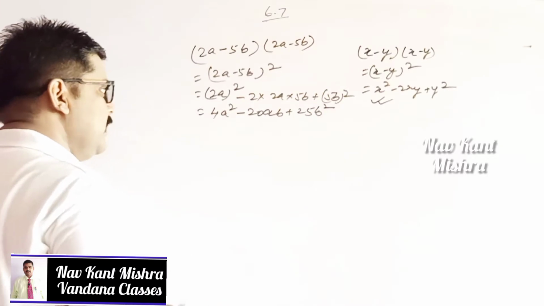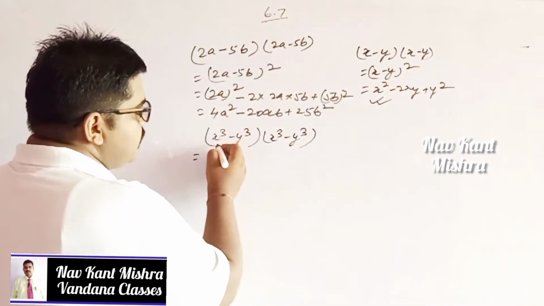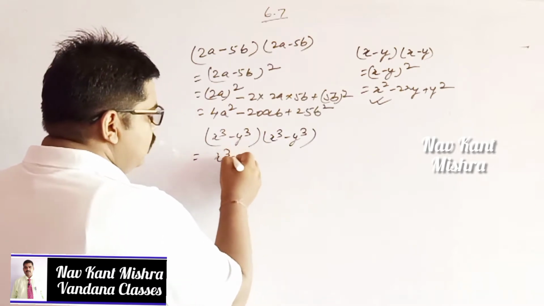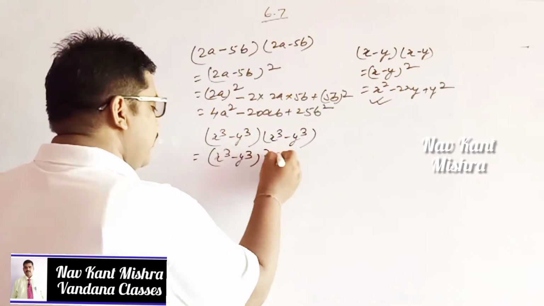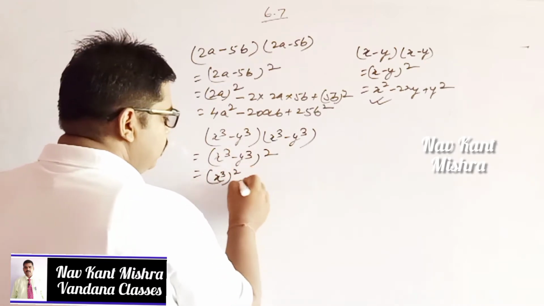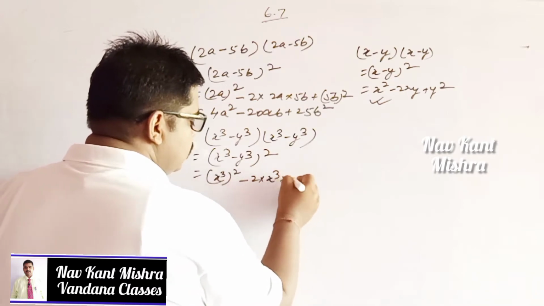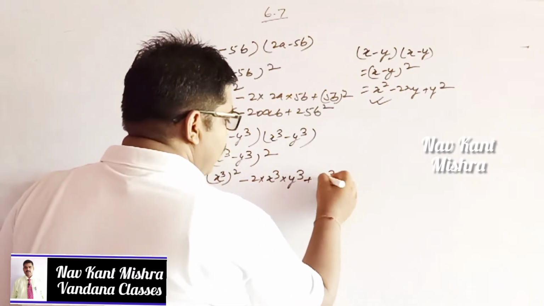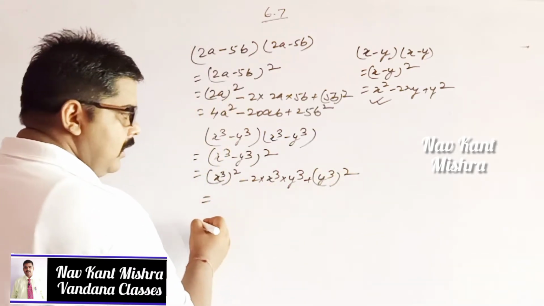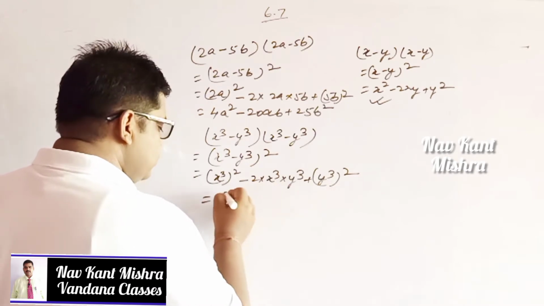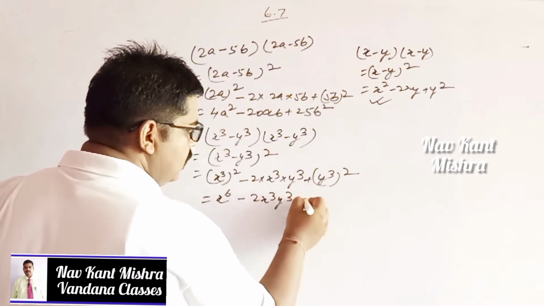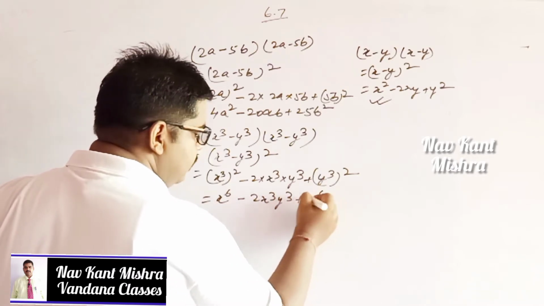That is the result. Similarly, my dear, in the next question, x cube minus y cube into x cube minus y cube can be written as x cube minus y cube whole square, and it can be written as x cube whole square minus 2 into x cube into y cube plus y cube whole square, and which can be simplified as x to the power 6 minus 2x cube y cube plus y to the power 6.